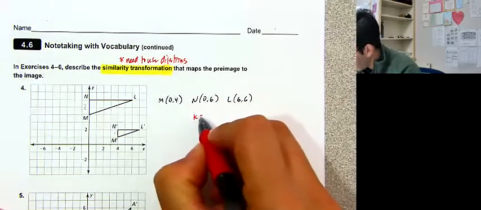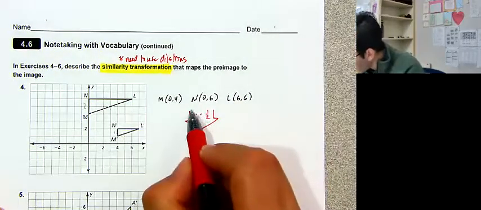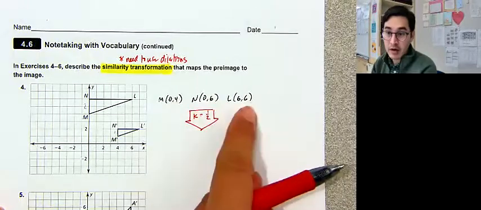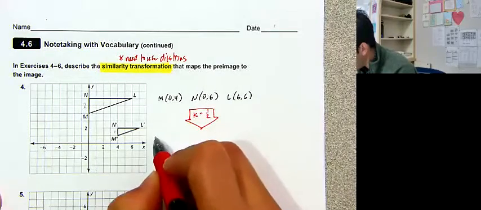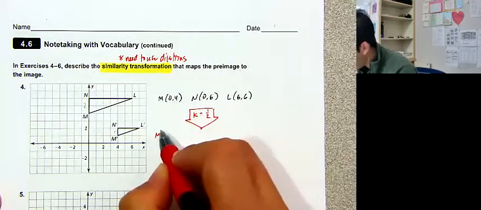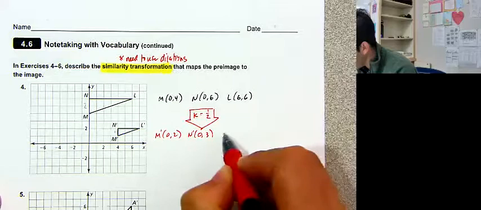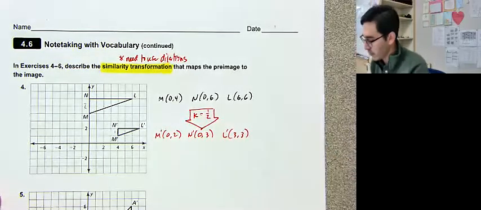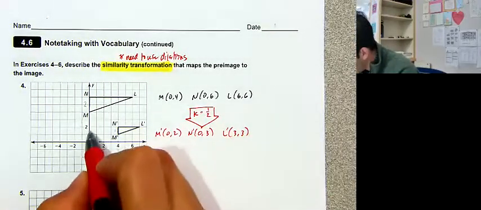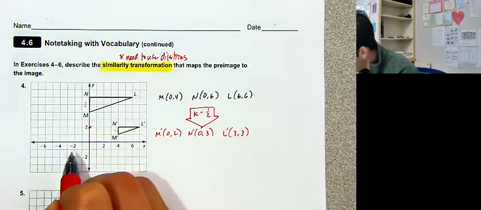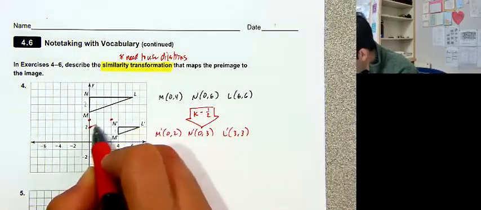So let's use a scale factor of 1/2. In other words, I'm going to multiply all these original coordinates by 1/2. So now this will become, let's call it M prime, 0, 2. N prime would be 0, 3. And L prime would be 3, 3. So just kind of cut everything in half. Okay, let's graph this one. 0, 2 would be right there. 0, 3 would be right there, and 3, 3 would be right there.